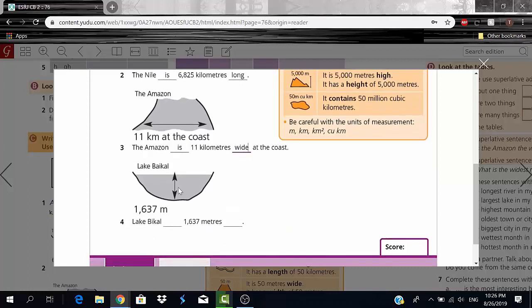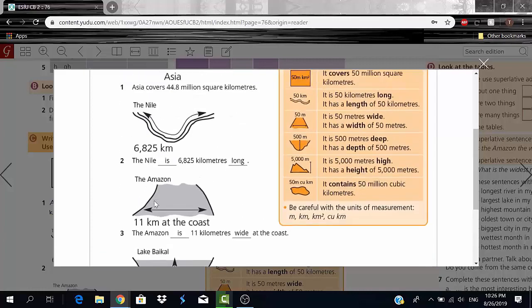And then we have Lake Baikal, okay? So Lake Baikal, again, is 1,637 meters. What is that? It's a lake, so what's it going to be? That's correct. It's going to be deep, okay? That's how you measure it. So Lake Baikal is 1,637 meters deep. Okay, you guys? Really simple, really fun exercise as well.